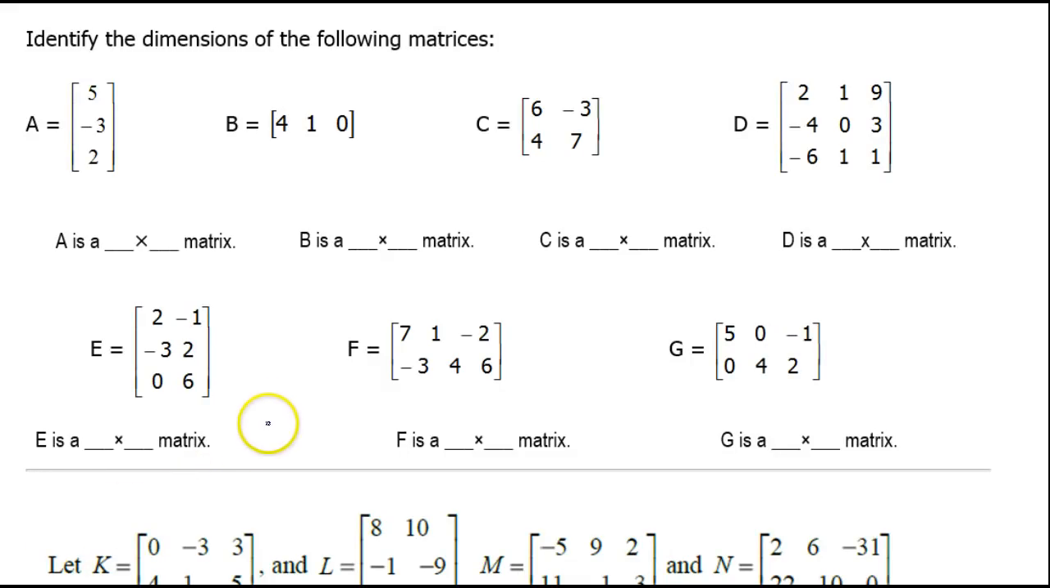In this video, we will practice some basic matrix operations like addition, subtraction, and scalar multiplication, as well as reinforcing some matrix vocabulary.